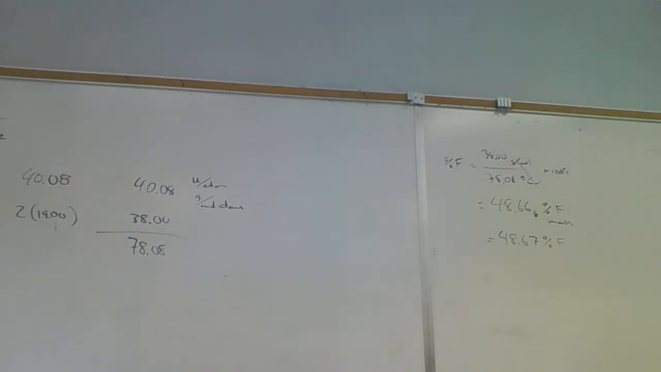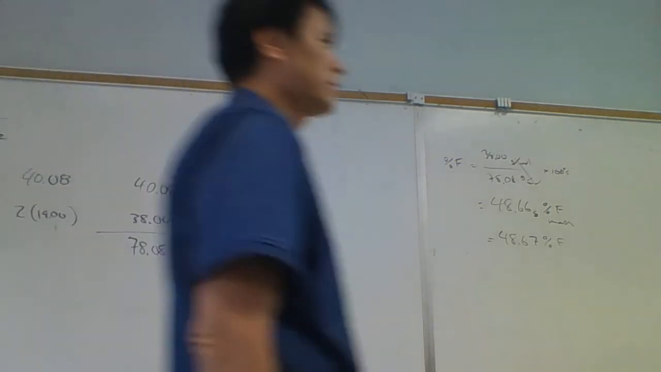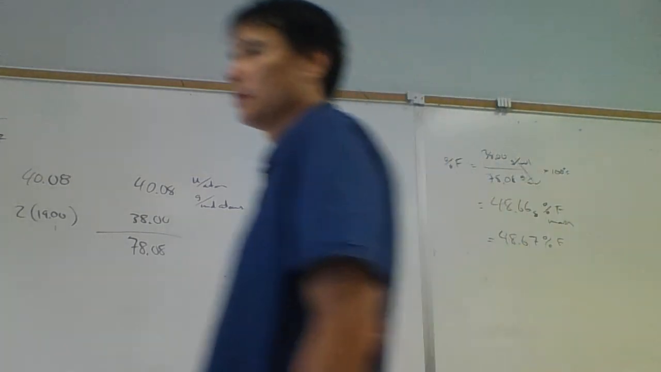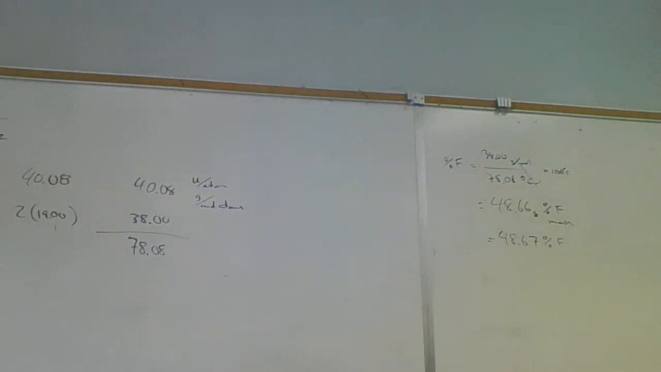And so we end up with 48.67%. This is the grams of calcium. You know, here, well, of course the moles cancel. If I say I have 1 mole, then it's that many grams. If I have 1 mole, cancel, it's 78.08 grams over 78.08 grams. That's 100. The grams cancel as well.